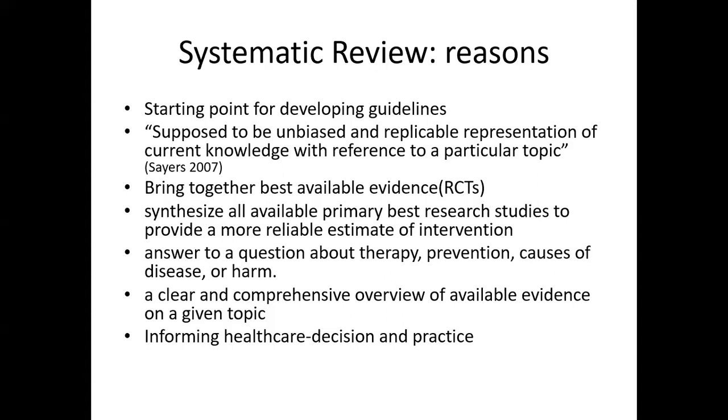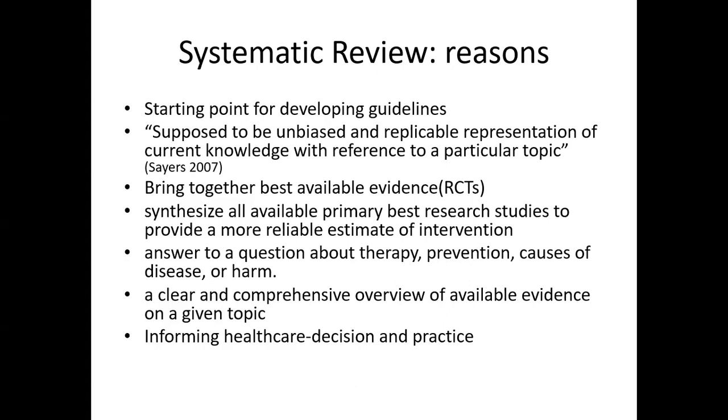Systematic review should help also to bring together all the best evidence. As you know, among the primary studies, randomized control studies are on top. So if there are articles that you should look to build your systematic review, the first choice should be randomized control trials. Synthesize all available primary-based research studies to provide a more reliable estimate of intervention.